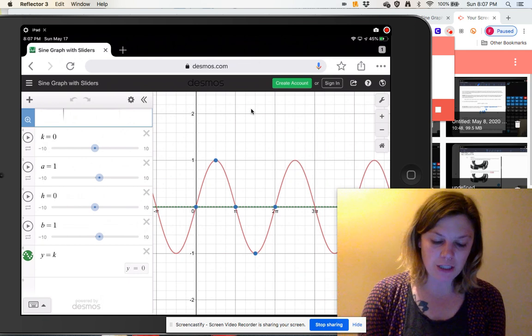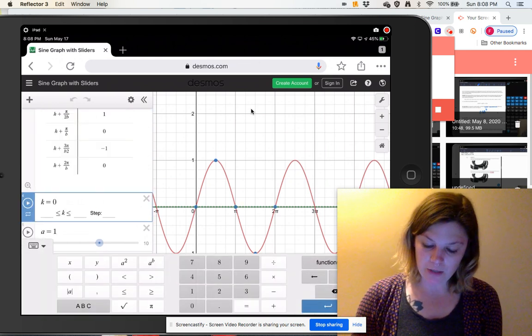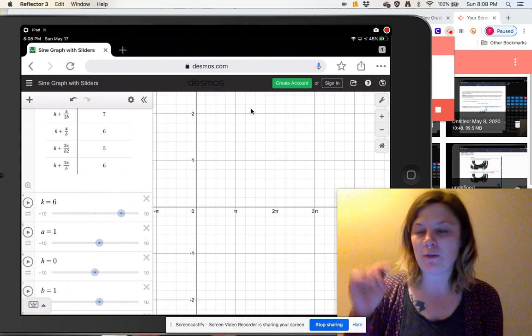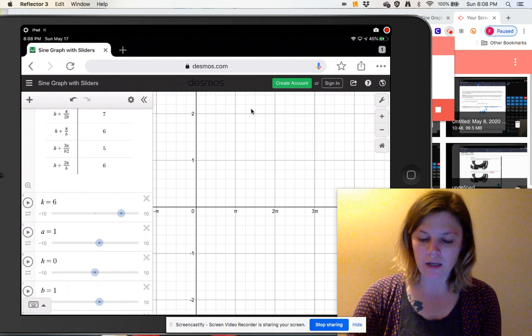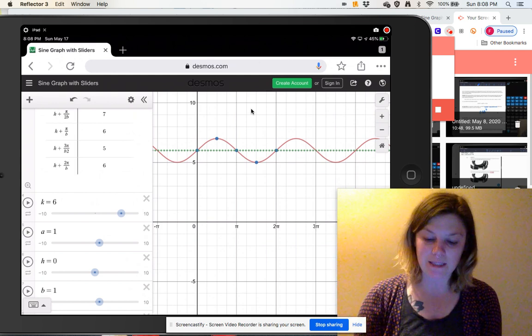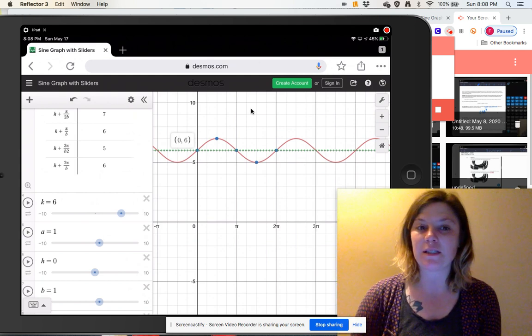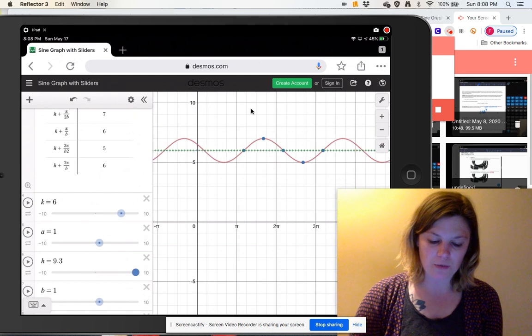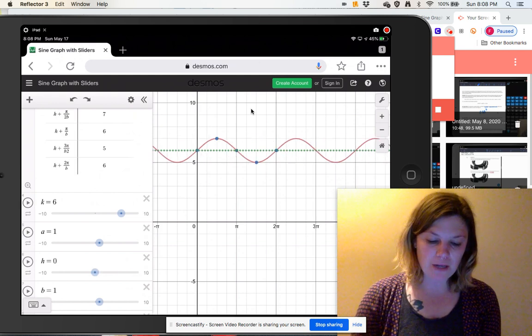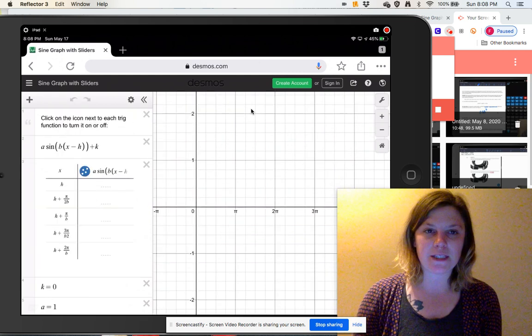So let's say I wanted to change k to a 6, right? Well, I can just type it in rather than having to deal with the little slider. And then it's higher up, it's at 6, right? Right here, it's at 6. That moves our y equals k line up. Okay, so now that we kind of understand that, let's reset this graph.